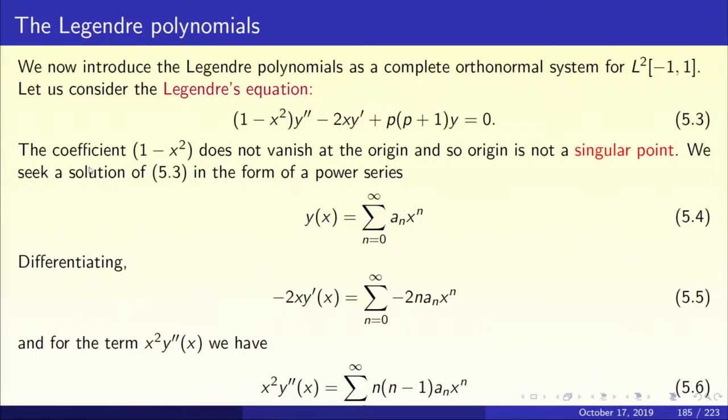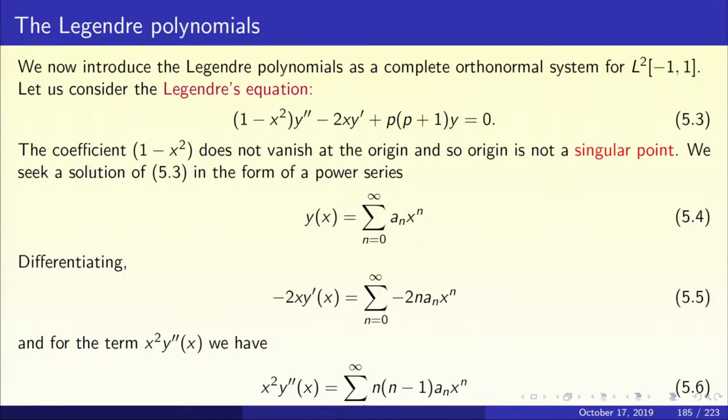Let us differentiate 5.4. Recall that a power series can be differentiated term by term within the interval of convergence. And so if you differentiate this 5.4 term by term and you multiply by minus 2x, because that's exactly what you see in the differential equation, you want minus 2x y prime. So what is minus 2x y prime? Summation n from 0 to infinity minus 2n a n x to the power n, which is display 5.5 on the slide.